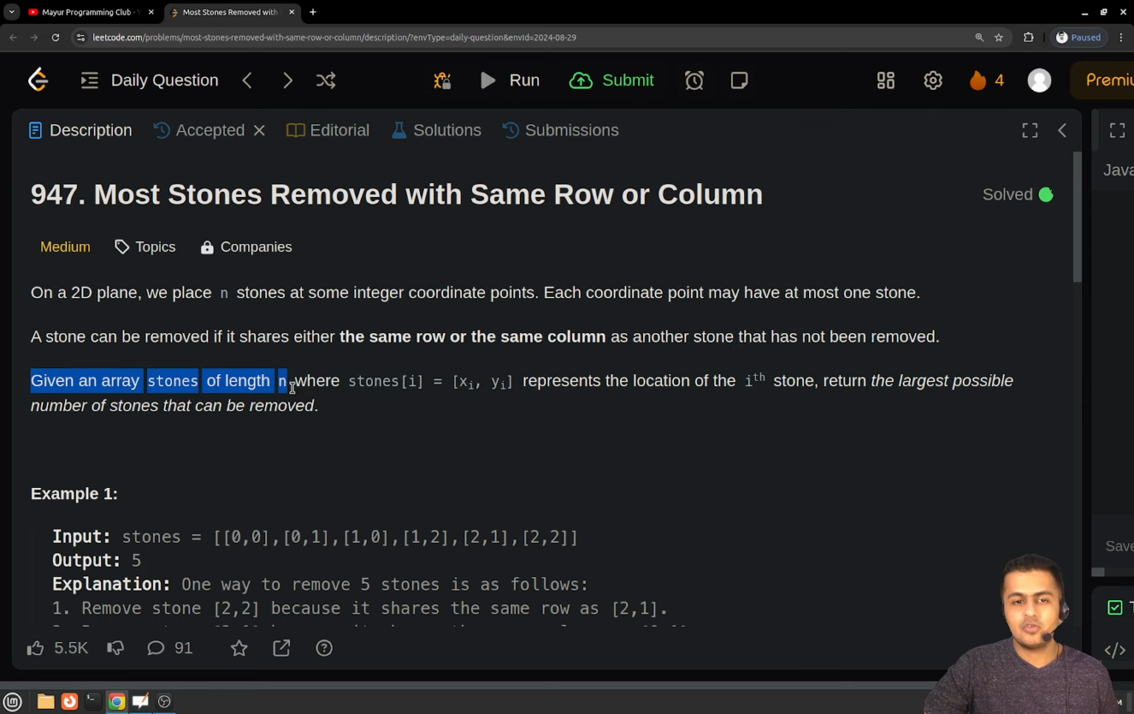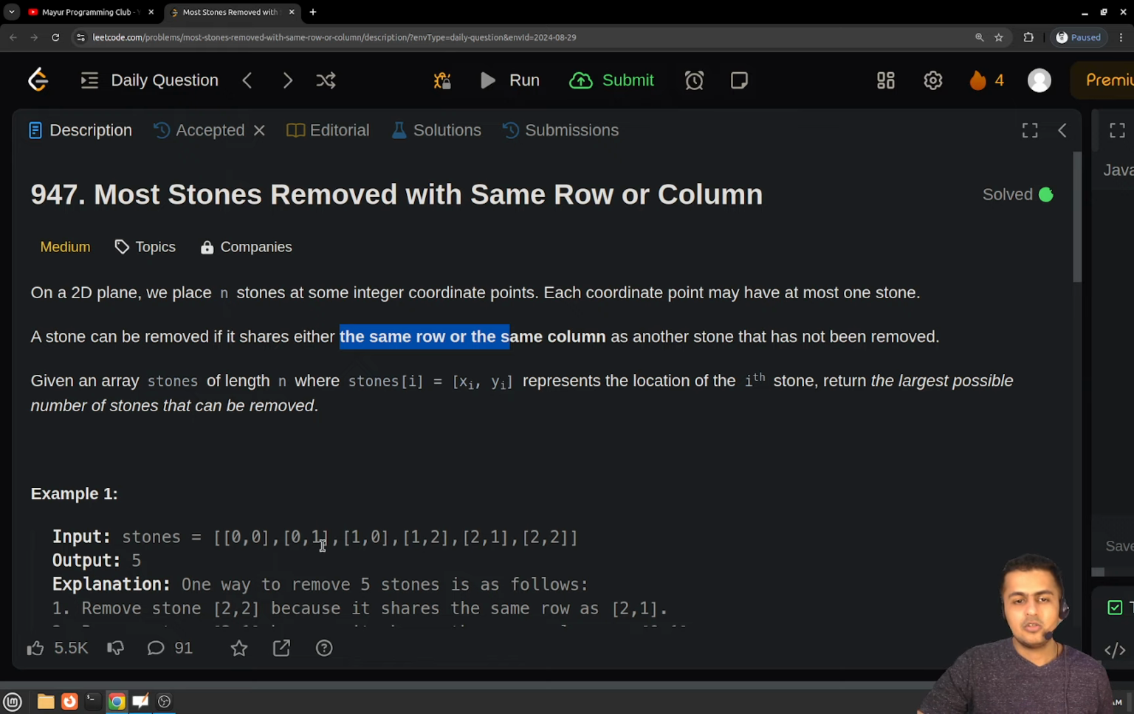Given an array of stones of length n, where each entry in this stones array is the coordinate of that particular stone, representing the location of the ith stone, as I already told you. Return the largest possible number of stones that you can remove, provided that a stone can only be removed if there are some stones in its row or in its column. Only then can it be removed.